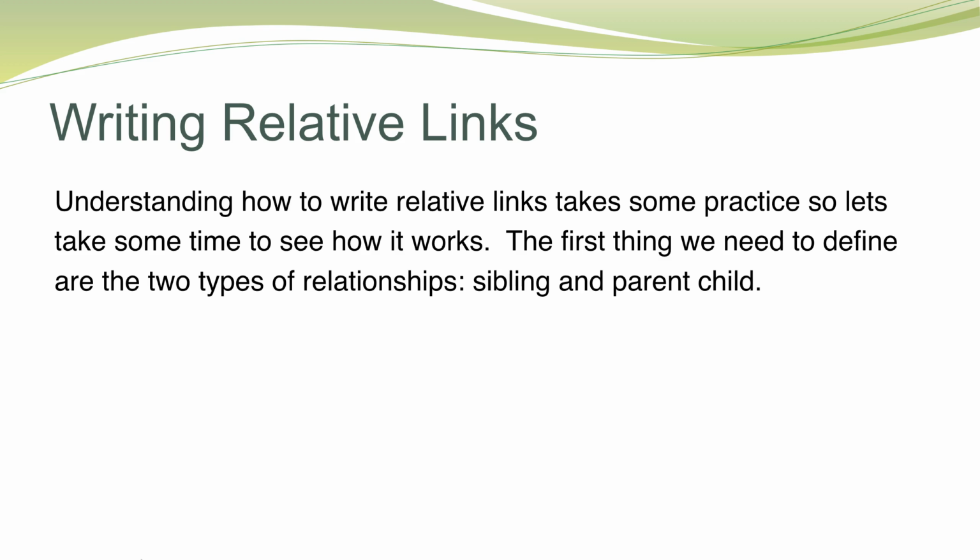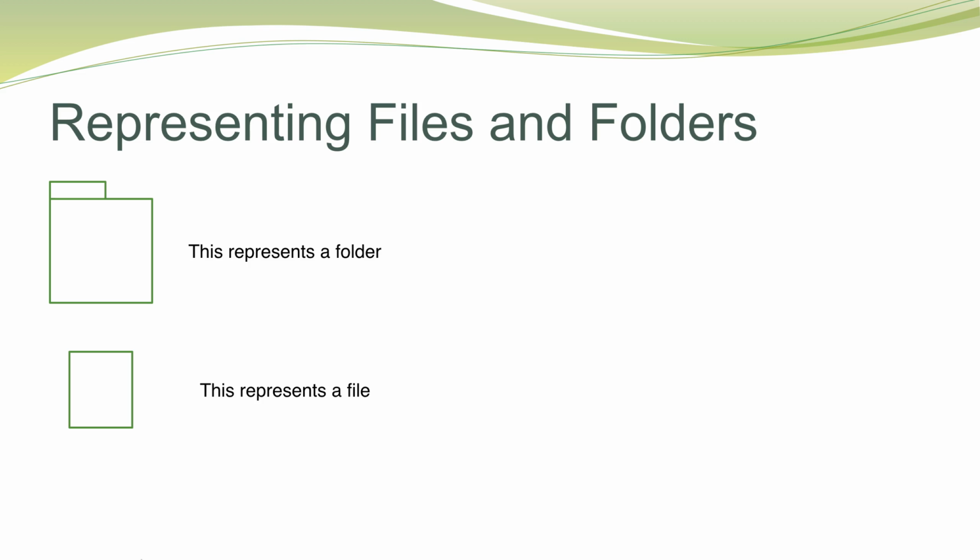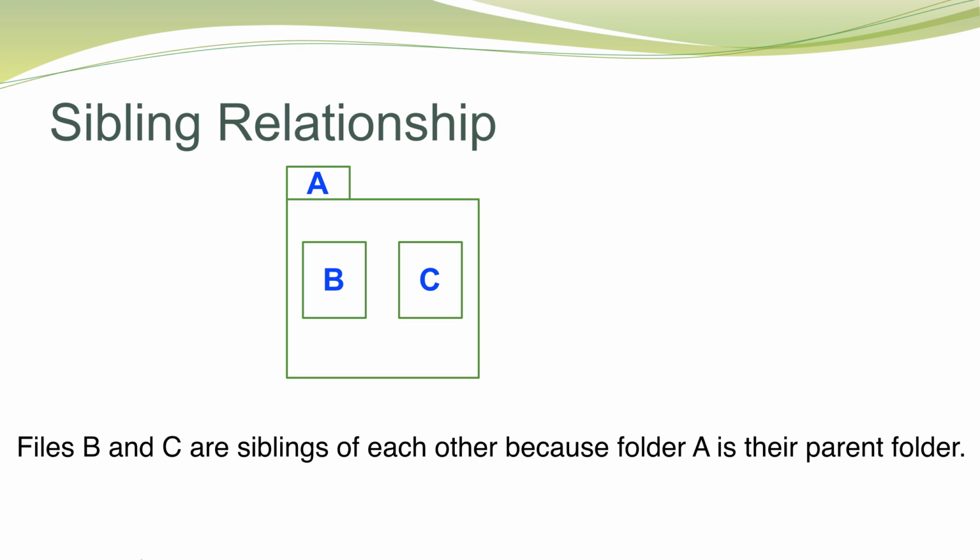The first thing we need to define are the two types of relationships, parent-child and sibling. To do this, we need to define how we graphically represent files and folders. In the example shown, I have identified what a folder and file will be represented as. A sibling relationship is where both files are in the same folder and there are no other folders containing them. In the example shown, files B and C are siblings because folder A is their parent folder.